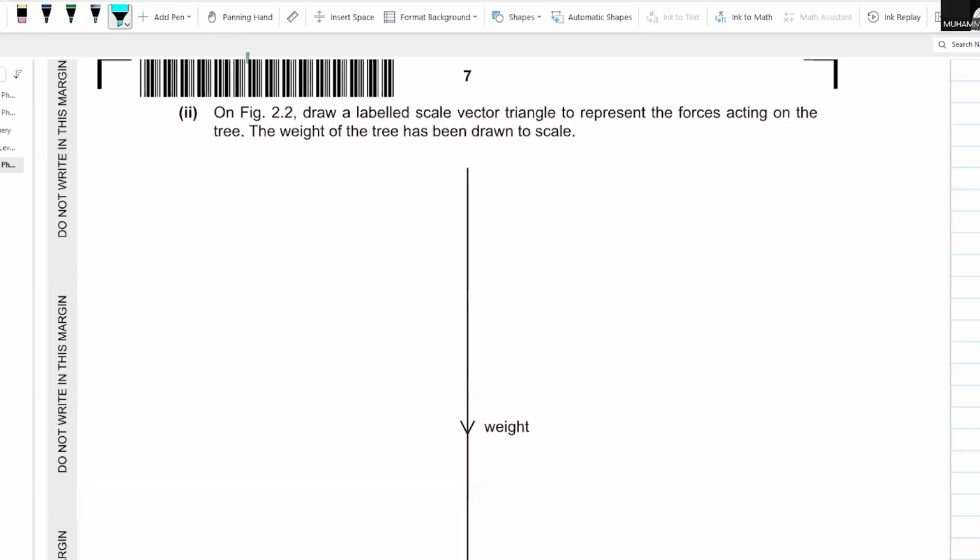On figure 2.2, draw a labeled scale vector triangle to represent the forces acting on the tree. The weight of the tree has been drawn to scale.